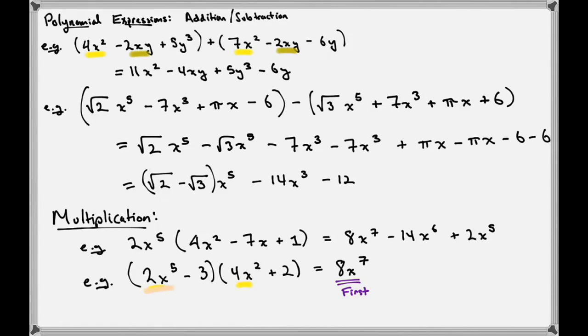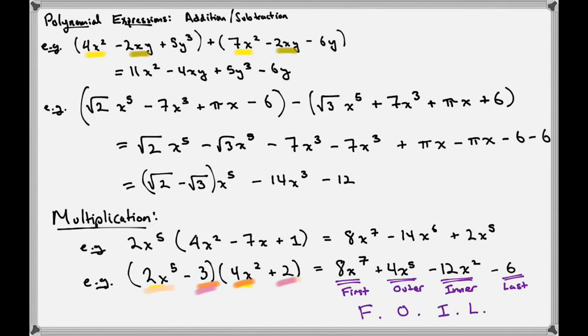I'm now going to look at the outer two terms, here and here, the outside of the expression. I multiply them together and I get 4x to the 5th. That's the outer two terms multiplied together. You then look at the inner two, the ones on the inside of the expression, that's going to give you minus 12x squared. Those are the inner terms multiplied. And then you look at the last two, here and here, minus 3 times 2 gets you minus 6, and those are the last.